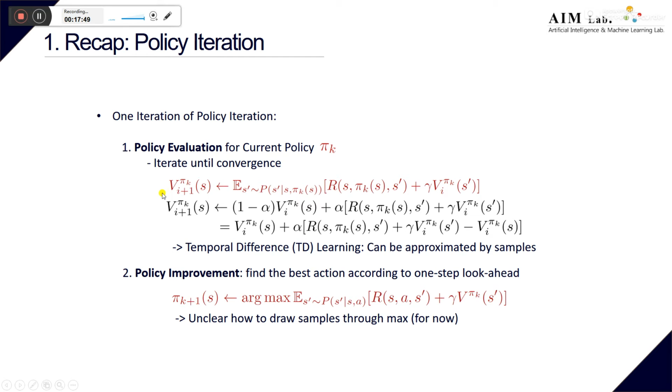As in Q-learning, we can derive this formula, and you can also rewrite this formula as this term. In this equation, there is a term with alpha, which is the learning rate, and there is a difference between the current estimate of the value function and the new estimate.